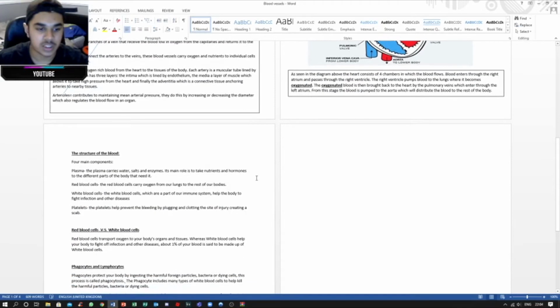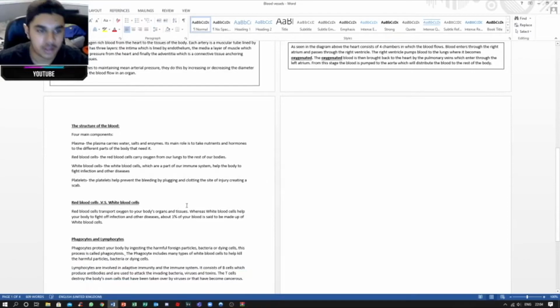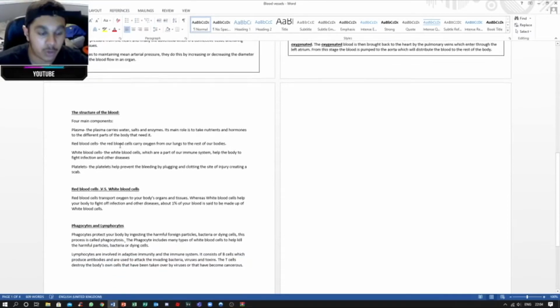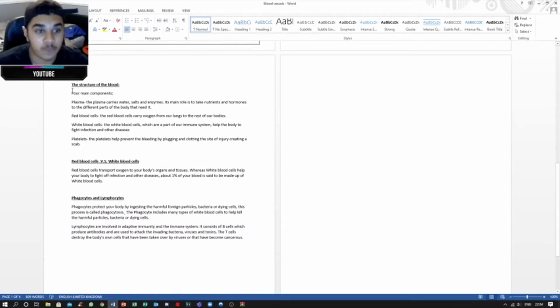Okay, moving on to the structure of the blood. So, on the third and final page, the four main components which make up blood are plasma, red blood cells, white blood cells and platelets. The plasma carries water, salts, and enzymes. We've mentioned it carries salts in the substances. Its main role is to take nutrients and hormones to different parts of the body that need it. Red blood cells.